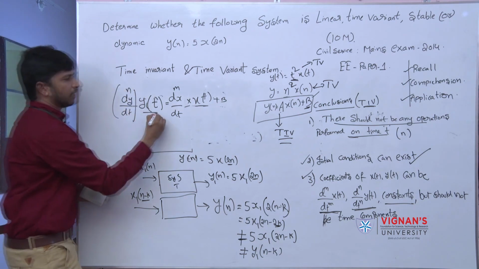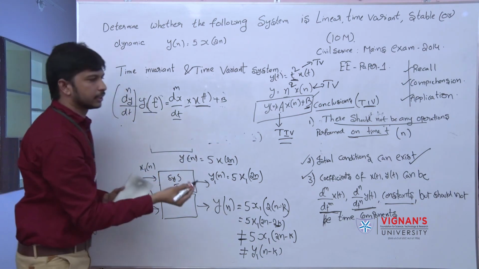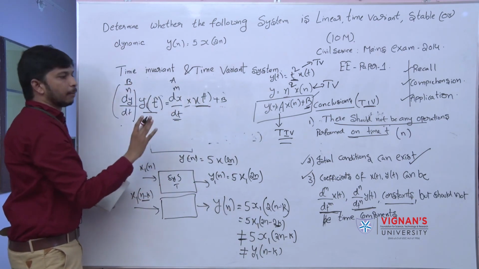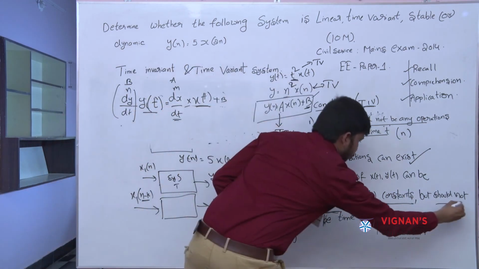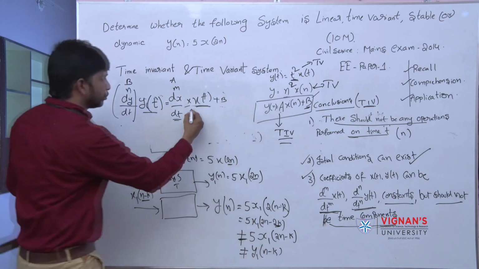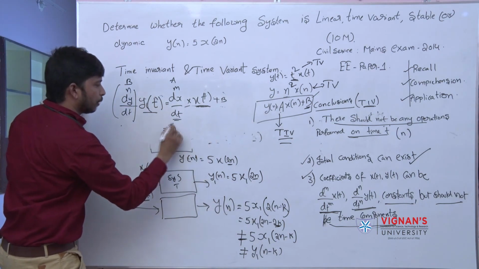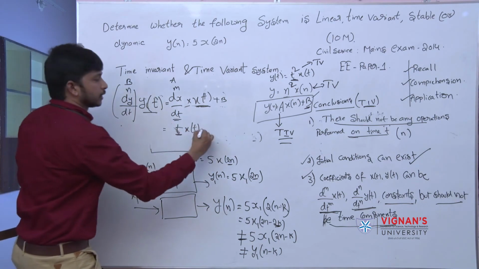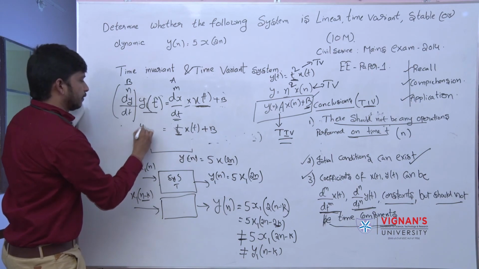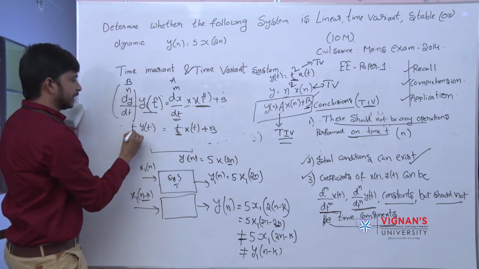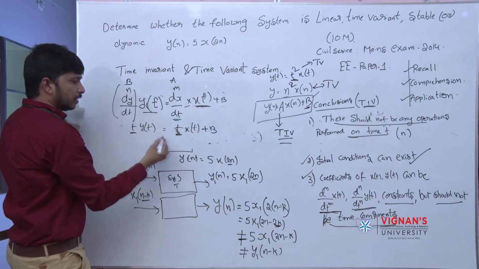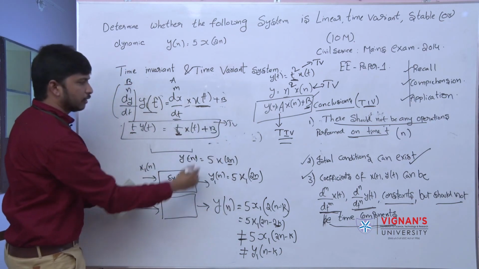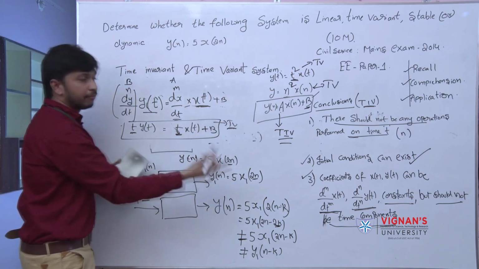The coefficients of x of t, y of t can be differential components, okay, or can be constants, but the coefficients should not be time components. Meaning, the coefficient of x of t, y of t should not be time components. In the continuous domain, it is like this: y of t, t into y of t. Here the coefficient is t, here the coefficient is t. The coefficients are time components. So this is a time variant system. It will vary. If you follow the method, you will get it.